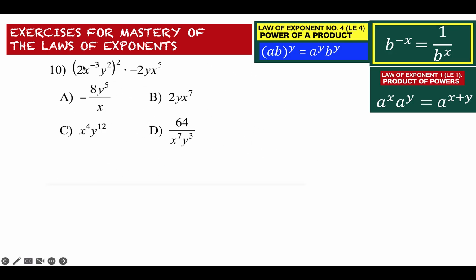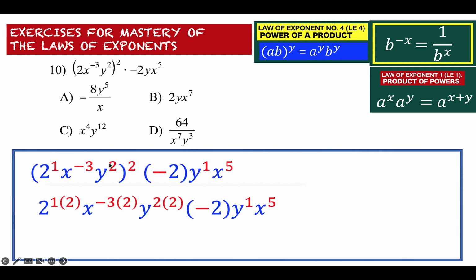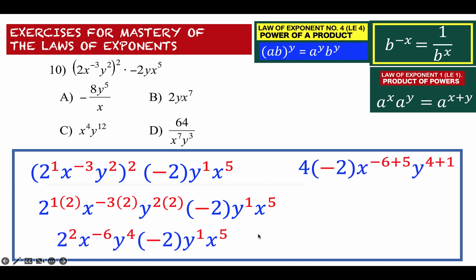Next problem. We have a product here raised to an exponent, that is law of exponent number 4. So let's implement that first. Applying law of exponent number 4, we multiply the exponent outside to the exponents inside, which is exponent 2. And simplifying it, this is the result. Then 2 squared is 4.